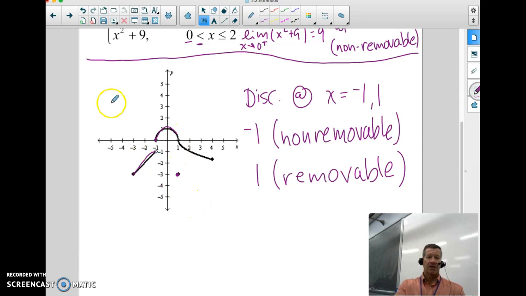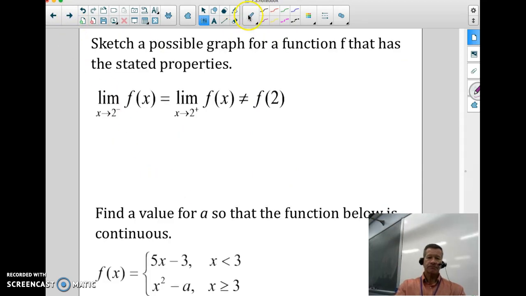One more page I should say, 2 more problems. And now, this problem, sketch a possible graph for a function that has the stated property. What if we say the limit of a function as x approaches 2 from the left is equal to the limit of the function as x approaches 2 from the right, but that does not equal f of 2?